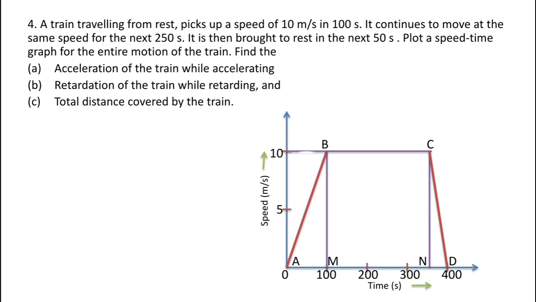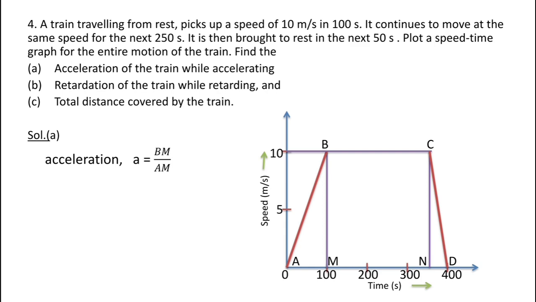Now we have to calculate the acceleration of the train while accelerating. From this graph it is clear that the straight line AB shows the accelerated motion. So acceleration of the train while accelerating can be calculated with the help of the triangle ABM. We can write acceleration is equal to BM upon AM. Again we have the value of BM as 10 meter per second and AM is equal to 100 second.